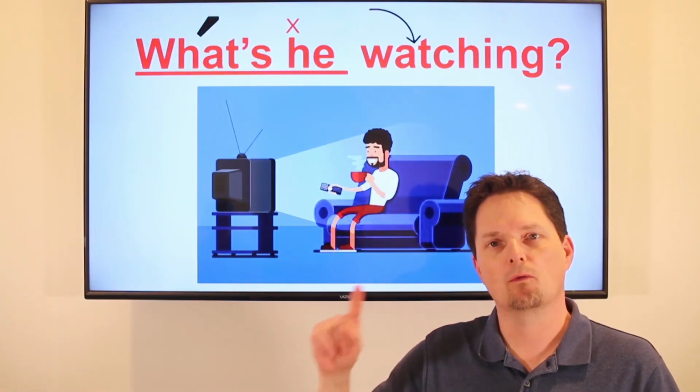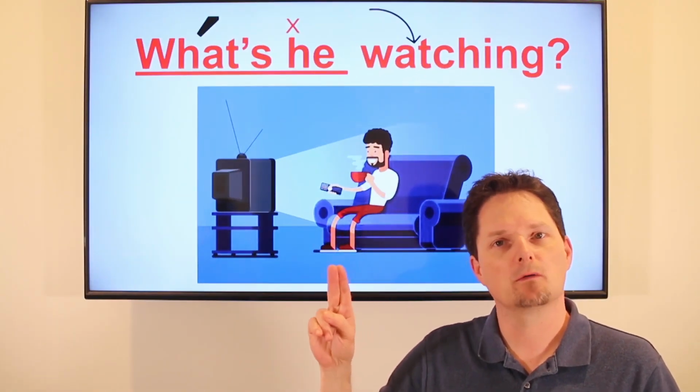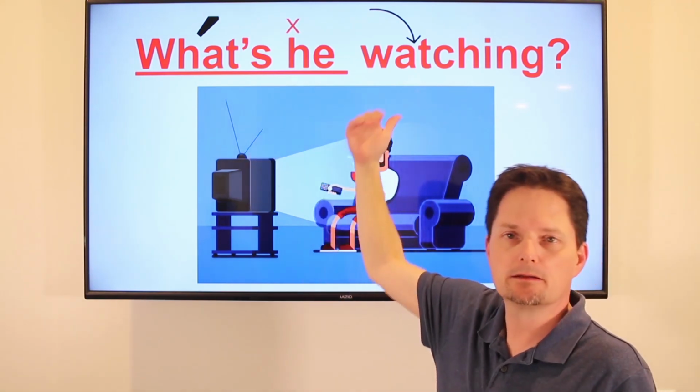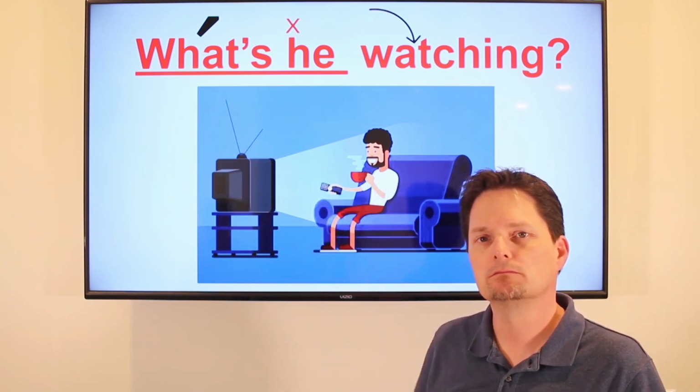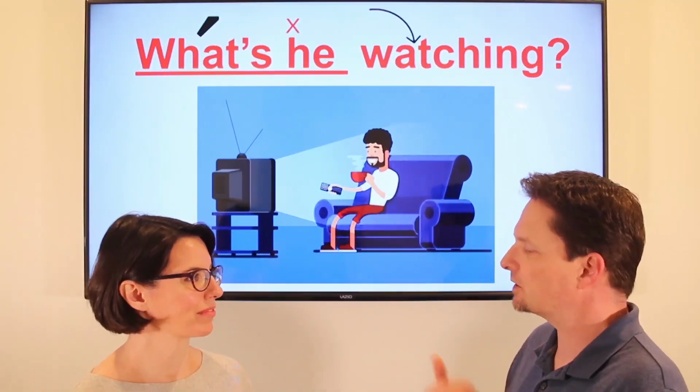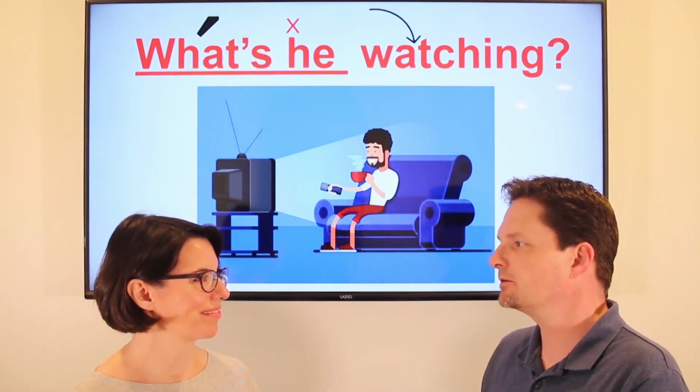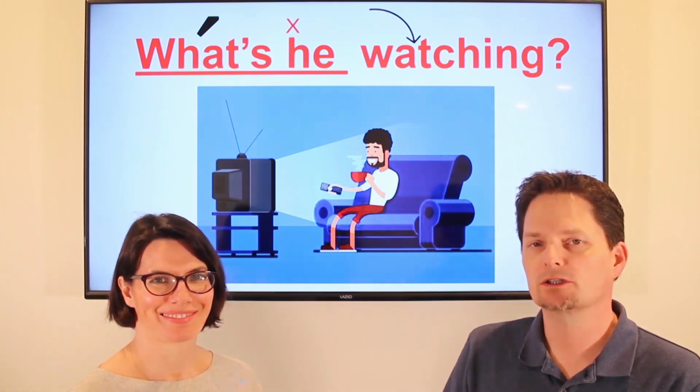Another example of the contraction. What is together, what's. What's he? The H is silent. What's he watching? Ask the question. What's he watching? He's watching a movie.